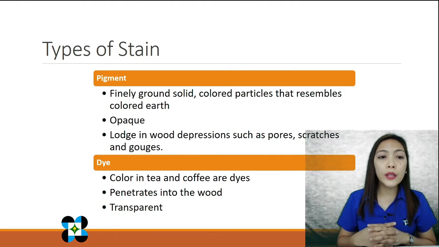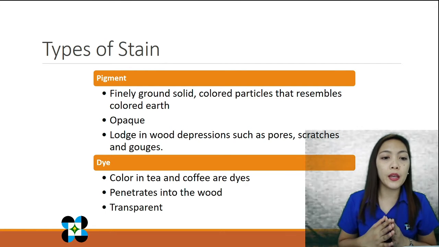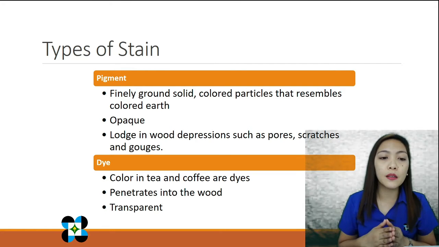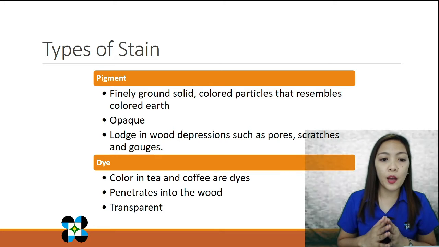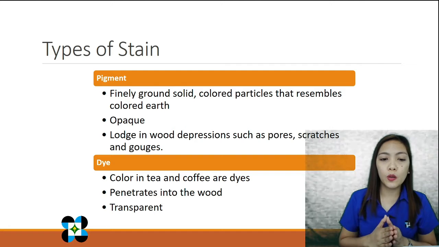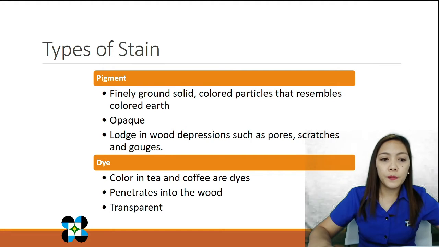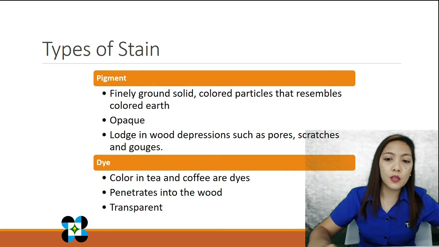So there are two general types of stain. We have the so-called pigment and the dye type. So pigment, ito yung mga finely ground solid colored particles that resemble colored earth. So by nature, ito ay opaque dahil nga siya isang pigment. Kaya kapag gumagamit tayo ay dapat uti-uti lang, hindi mo dadamihan. It lodges in wood depressions such as pores, scratches, and gouges.